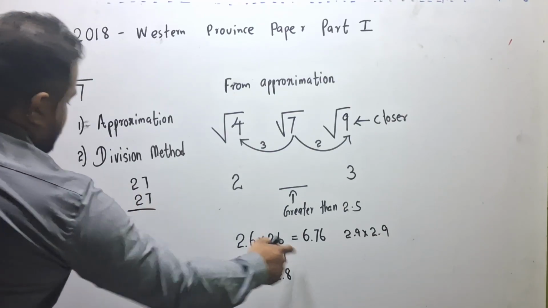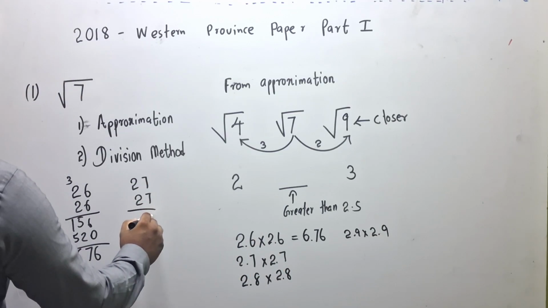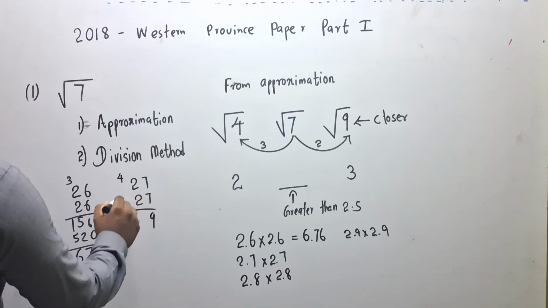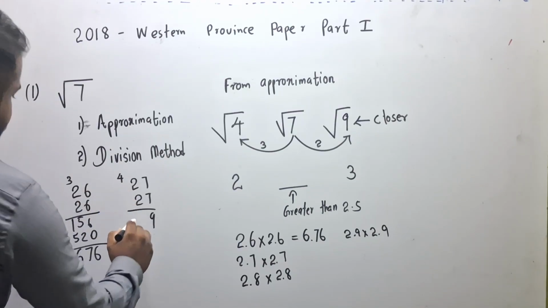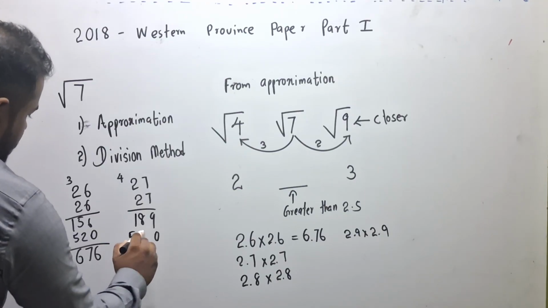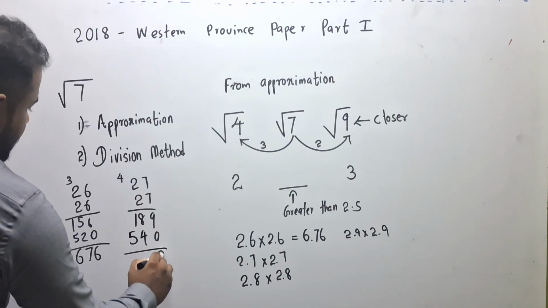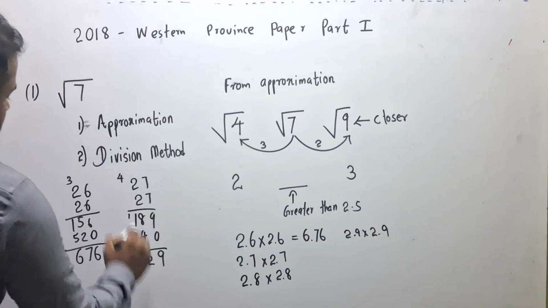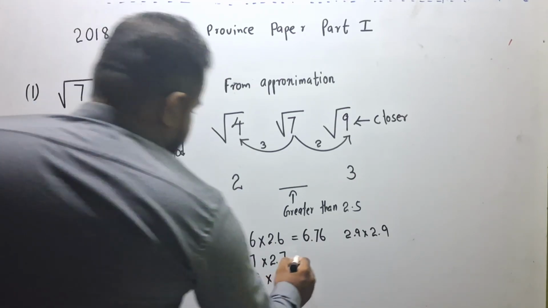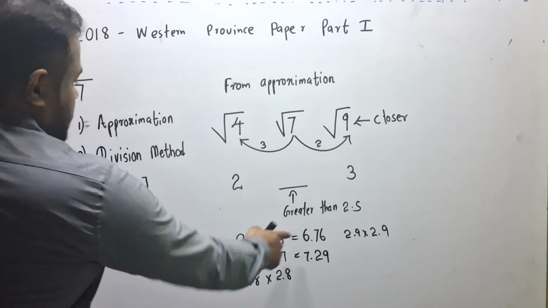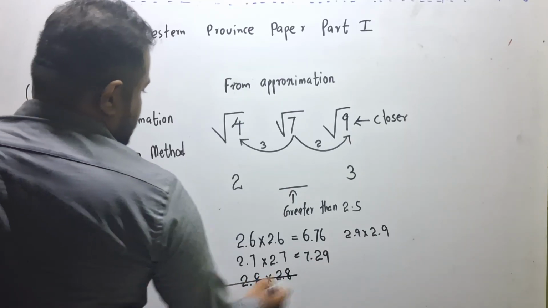Then 27 into 27. That means 2.7 times 2.7. 7 times 7, 49. 4 remaining. 2 times 7, 14. 14 plus 4, 18. Put a 0. 27 times 2, 54. When you add together, 9 plus 0, 9. 8 plus 4, 12. 1 goes here, 1 plus 1, 2. 2 plus 5, 7. 7.29. Okay, these values are closer to 7, so we don't need to find 2.8 and 2.9.